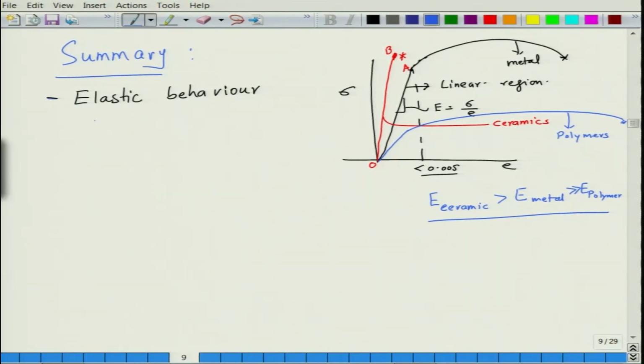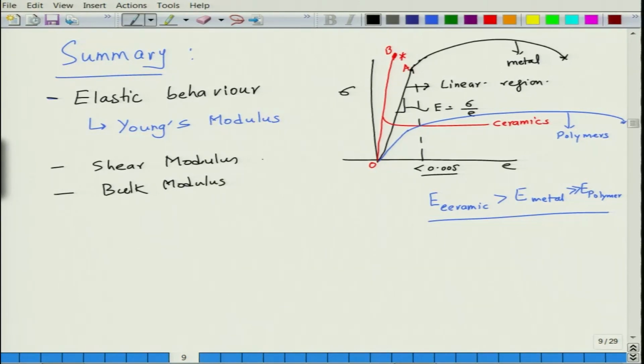From this we learnt about a quantity called Young's modulus, which is valid basically for tension or compression. Now, there are other values we looked at: shear modulus G, bulk modulus K, and Poisson's ratio nu. All these properties, as we saw, are interrelated.